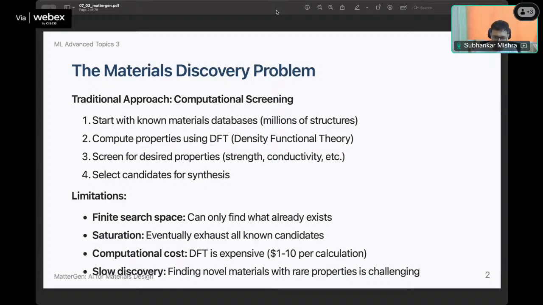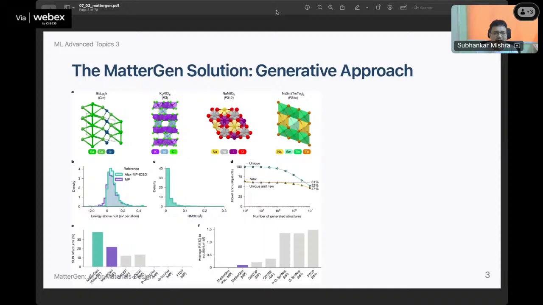So given a set of desired properties, can we find a material or even generate a new material, right? And this is where basically MatterGen comes into play. This is one of the pictures, a few of the elements that were predicted, but I will come back to this slide again.